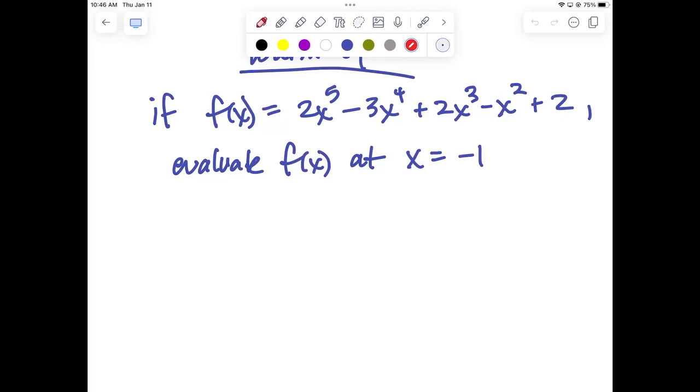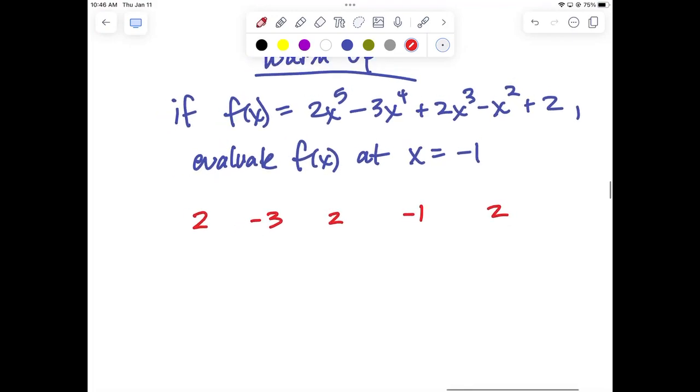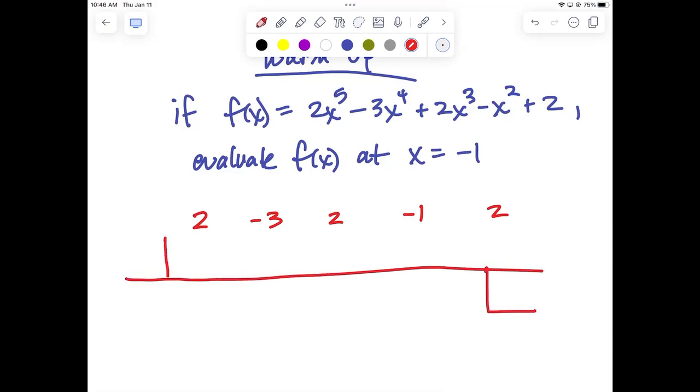So we write the coefficients in descending order, and remember we need a placeholder if there's anything missing. So 2x to the fifth, -3x to the fourth, 2x cubed, -1x squared, and 2. There were no missing powers of x, were they? So we had a placeholder for everything. And then we draw the line, and we put the box here, and we put the box here. What number goes in the front if we want to evaluate it at -1?